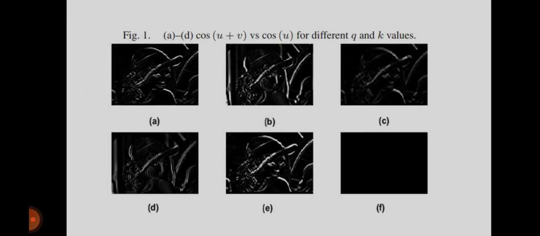Here in the figure we came to know cos of u plus v versus cos of u for different image processing. By changing different values of q and k, we get different images as shown.